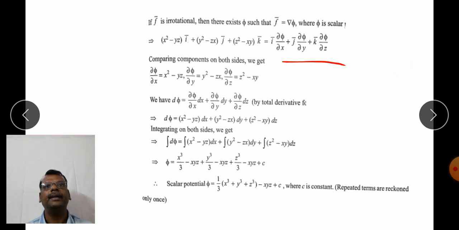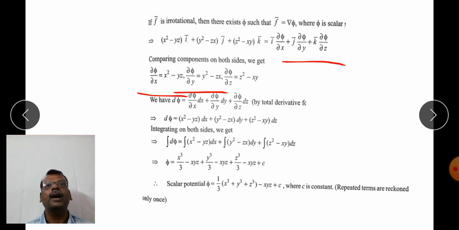By taking these two terms on the left hand side and right hand side, we equate the like term coefficients on both sides, that is, the coefficient of i, coefficient of j, coefficient of k. Therefore, dou pi by dou x is equal to x square minus yz, dou pi by dou y is equal to y square minus zx, dou pi by dou z is equal to z square minus xy.